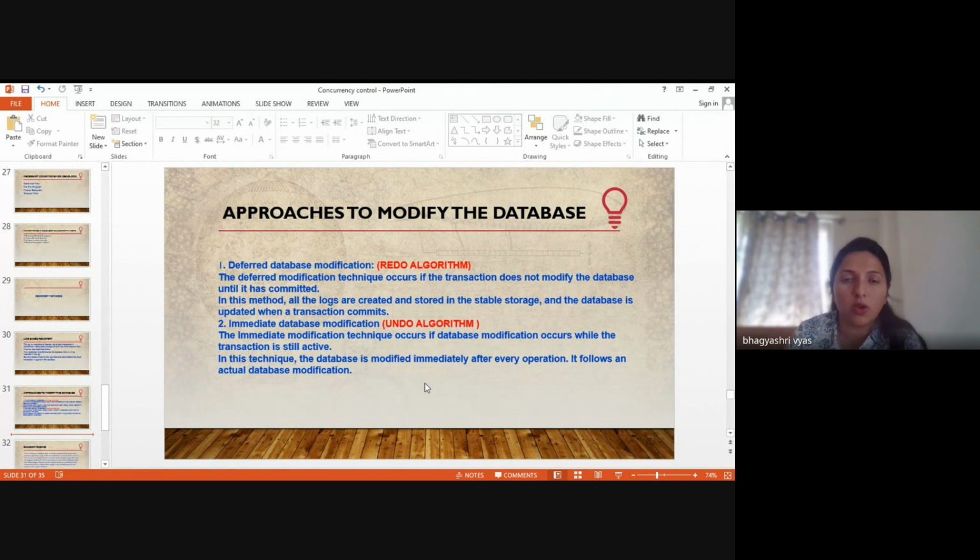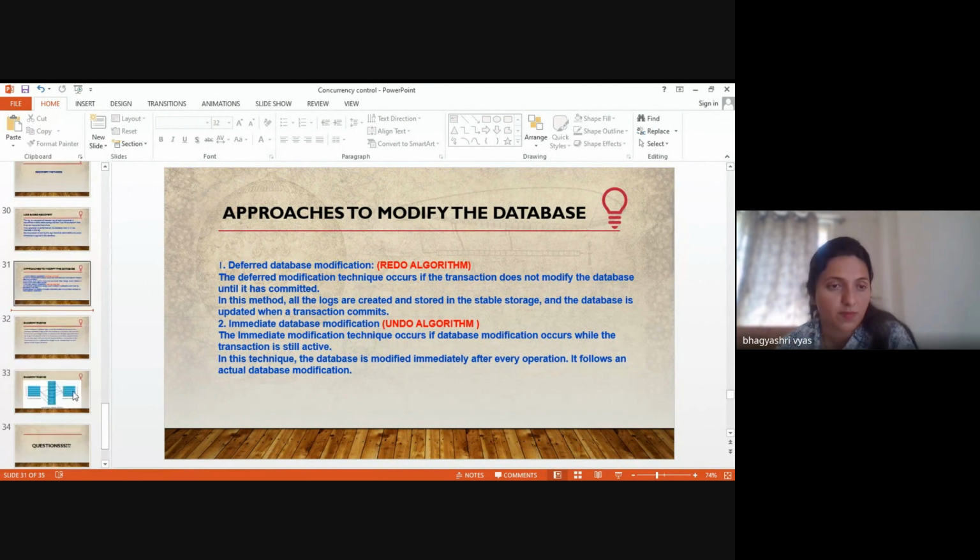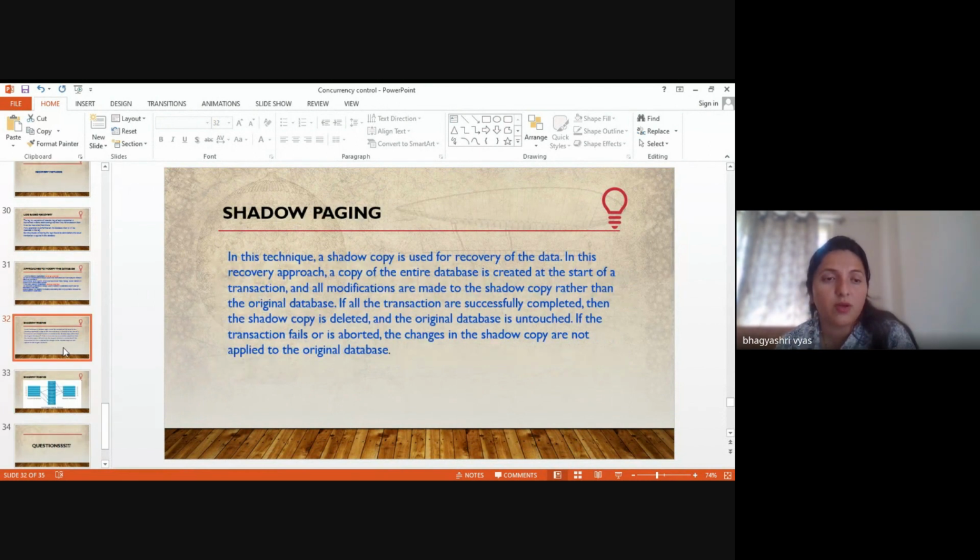Likewise, in the undo algorithm, the database is modified immediately after every operation, so it follows an actual modification of the database. Okay. Now there is one more technique, called shadow paging.